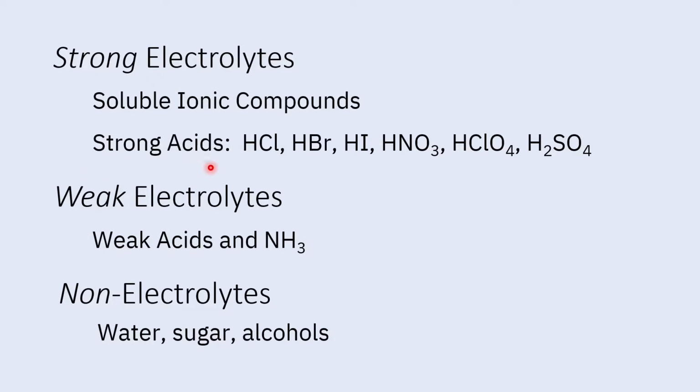The strong acids are hydrochloric acid, hydrobromic acid, hydroiodic acid, nitric acid, perchloric acid, and sulfuric acid. You will need to memorize these strong acids because once you know the strong acids, then you know all the weak acids as well. The weak acids are just not the strong acids. Weak acids, along with ammonia, which is a weak base, are weak electrolytes.